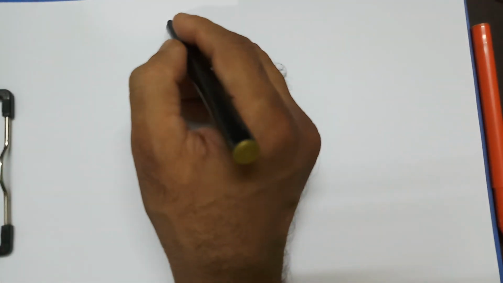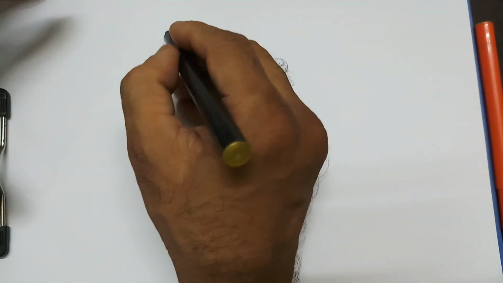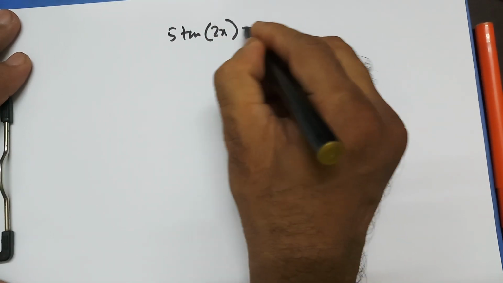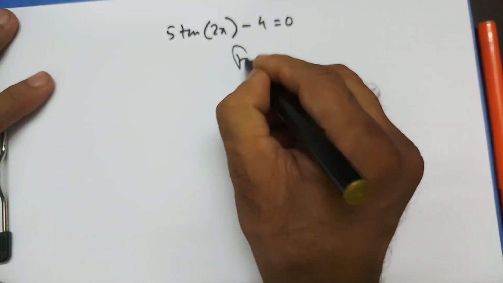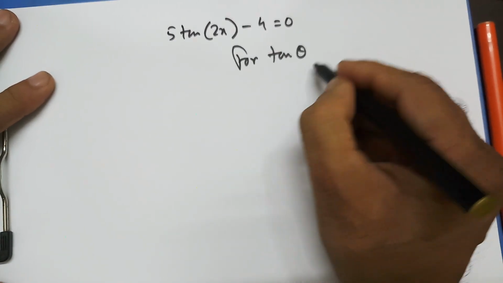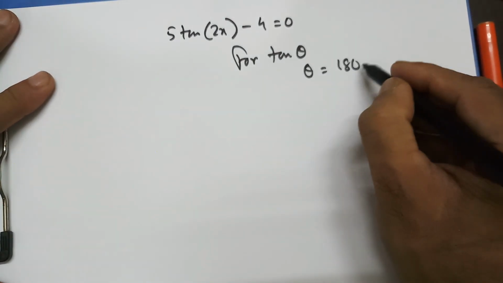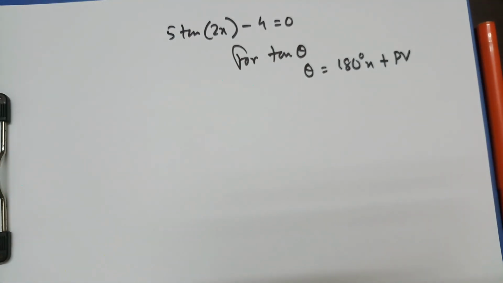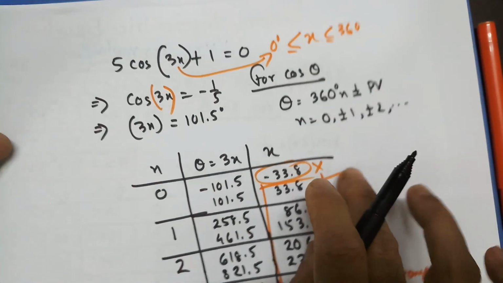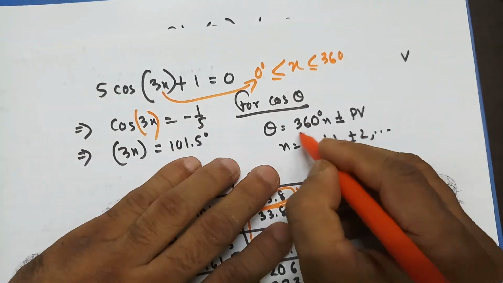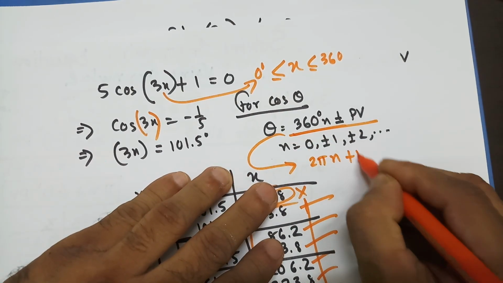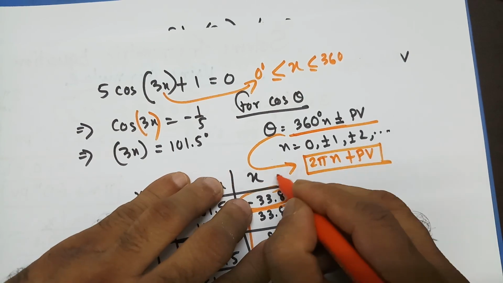Okay, lastly, I'm going to solve for tan theta. For tan theta, the equation I have is 5 tan 2x minus 4 equal to 0. And for tan theta, theta equals 180 degrees n plus PV. Just over here, I forgot to mention this is in degrees. So for radians it's going to be pi n plus PV. That's the formula for radians.